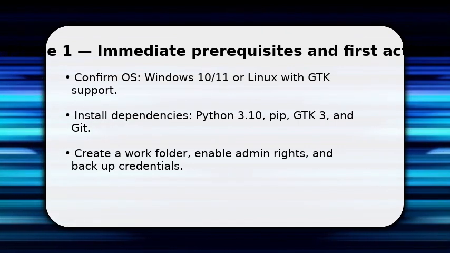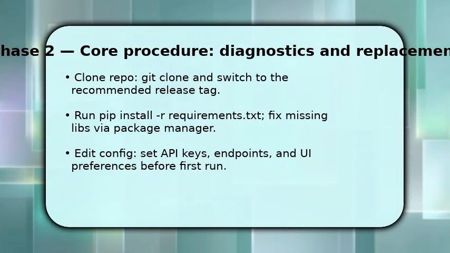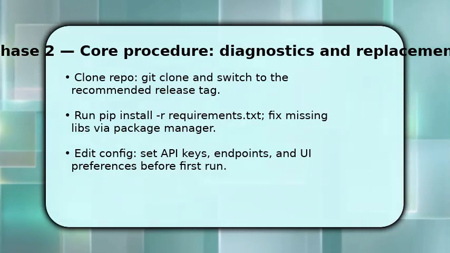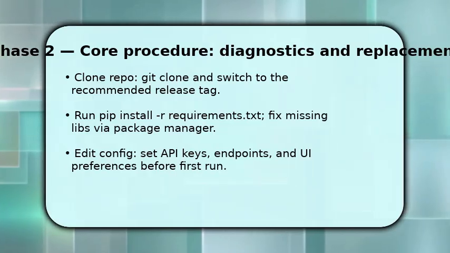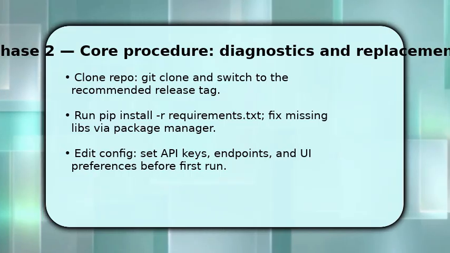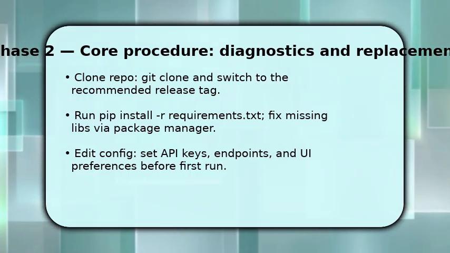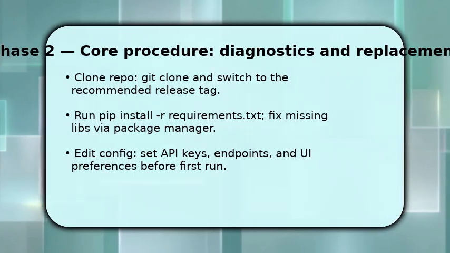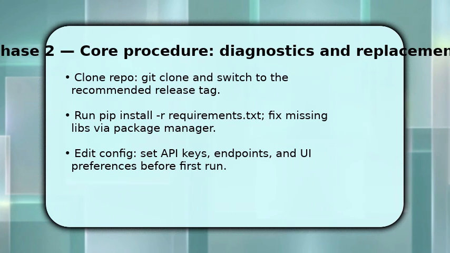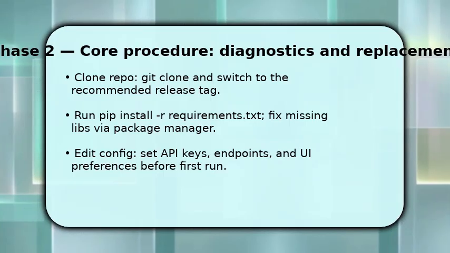Next, clone the Gui Chomik repository and check out the recommended release tag. This ensures compatibility. Then run pip install -r requirements.txt to pull Python packages, and use your system package manager to resolve any missing native libraries. Once dependencies are satisfied, run the included build or setup script to compile UI resources. After compilation, open the config file, insert API keys, endpoints, and set UI preferences so the app authenticates correctly.